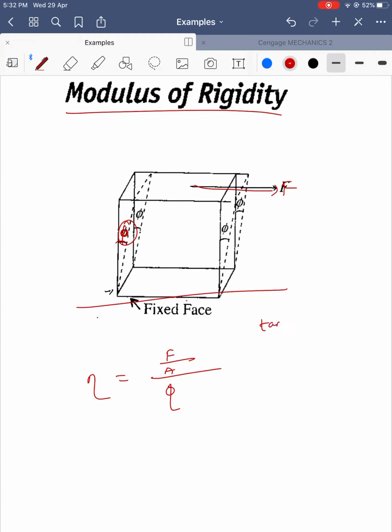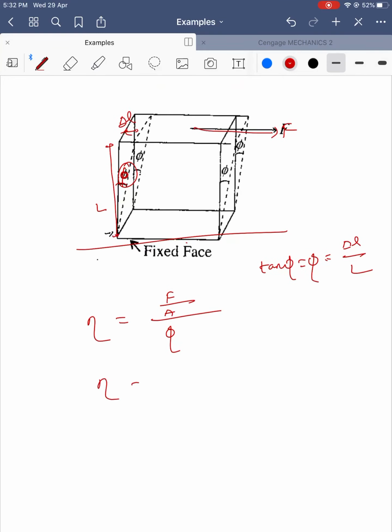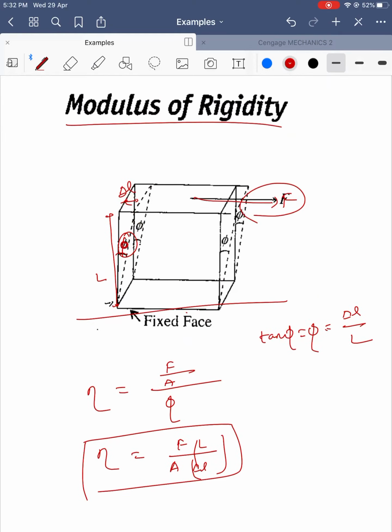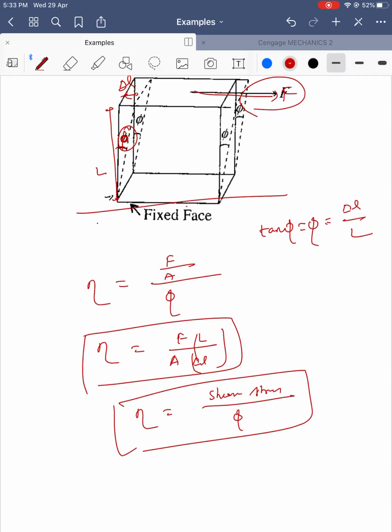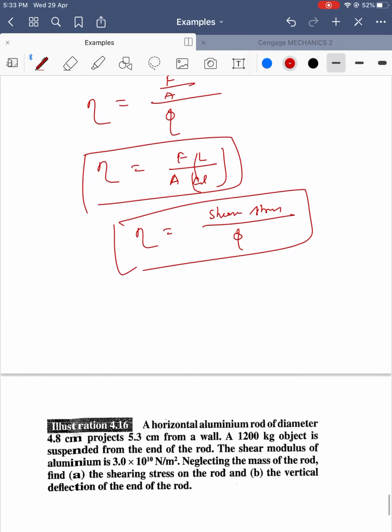So for small values of phi, tan phi is equal to phi. So phi is nothing but delta L, I am assuming a small length. Here is the length L. So tan phi is equal to phi is equal to delta L by L. So modulus of rigidity, F by A, is equal to delta L over L. What kind of stress is this force? We can write it as shear stress over phi. Shear stress by phi.